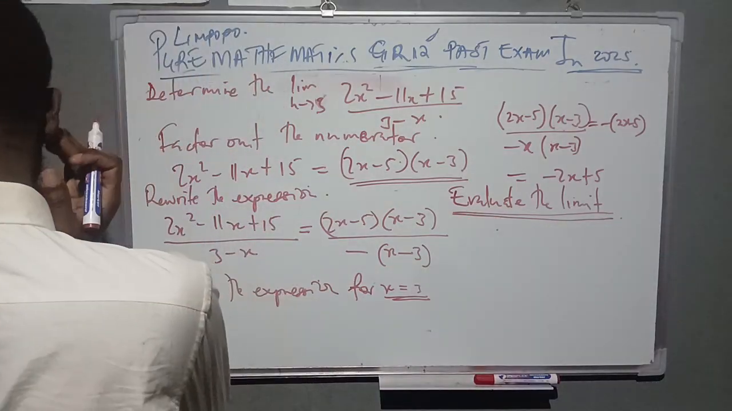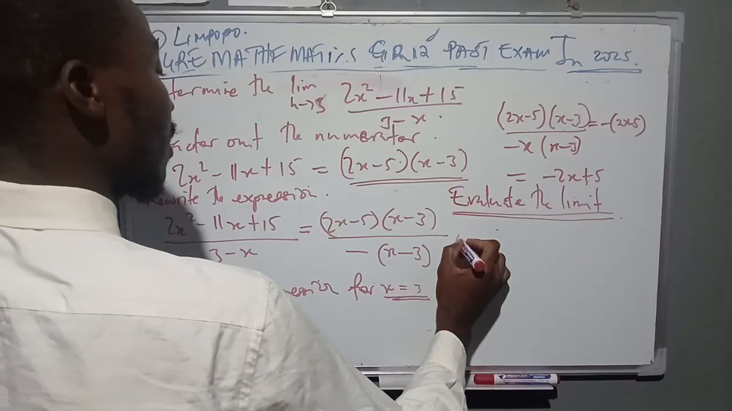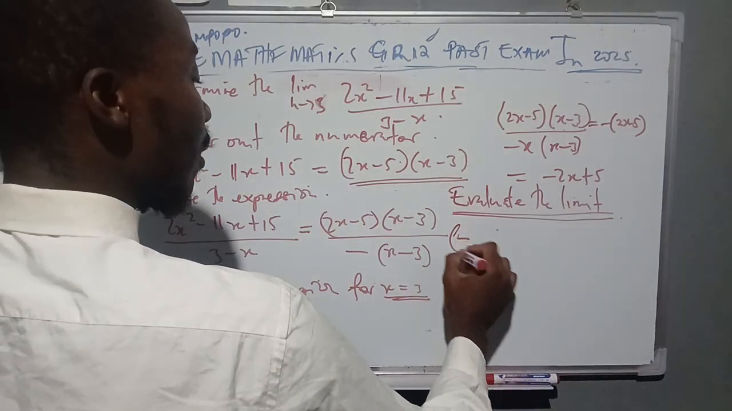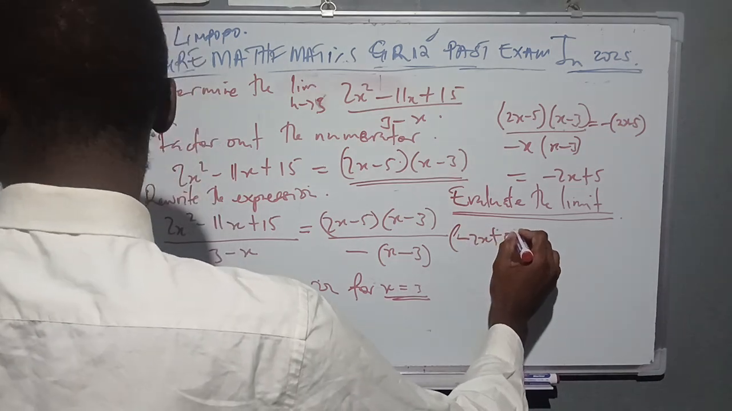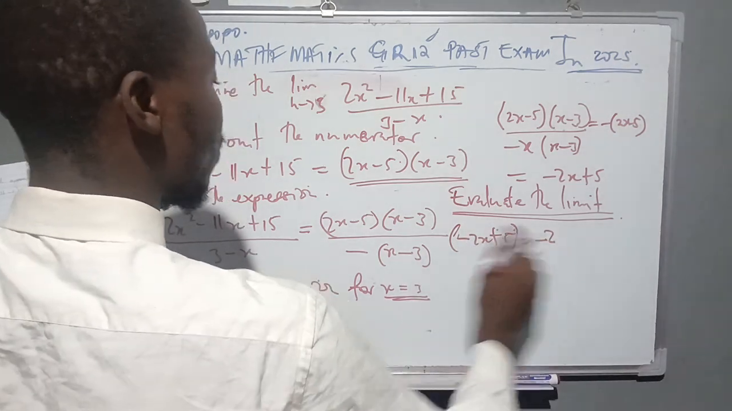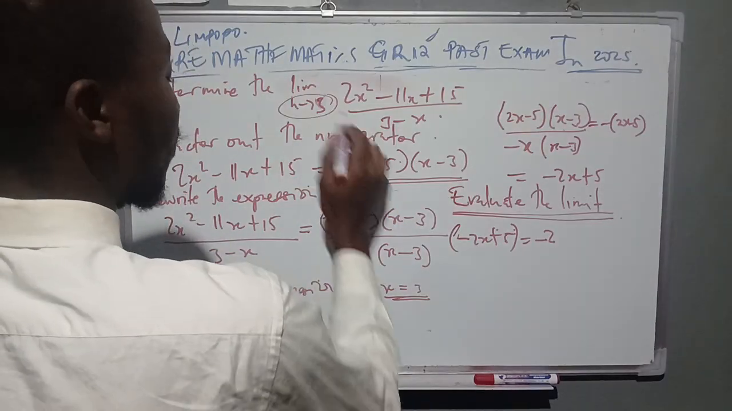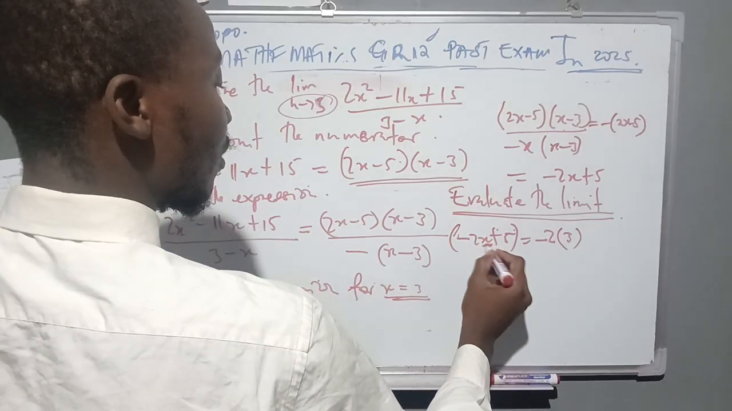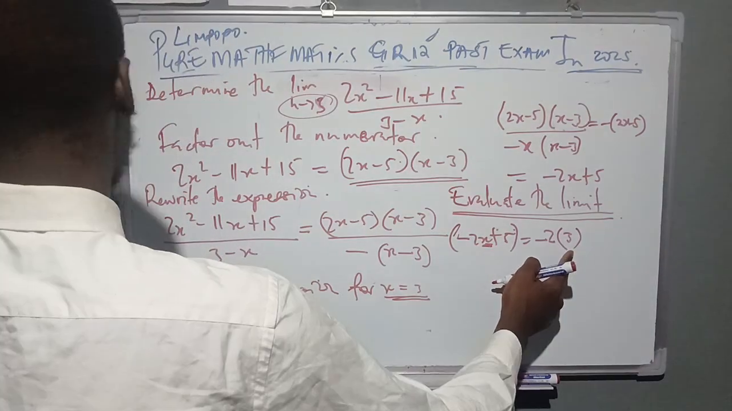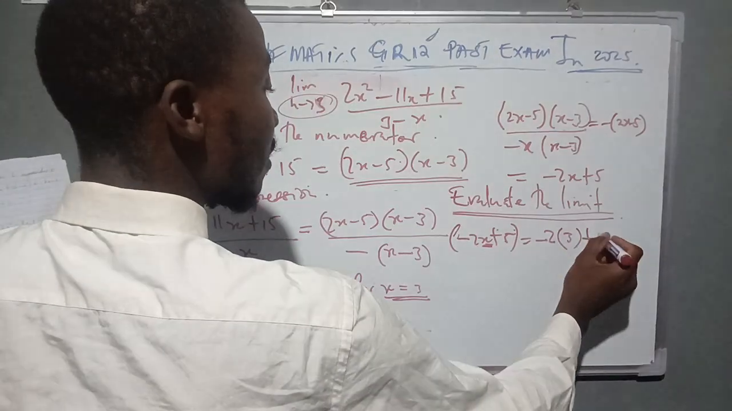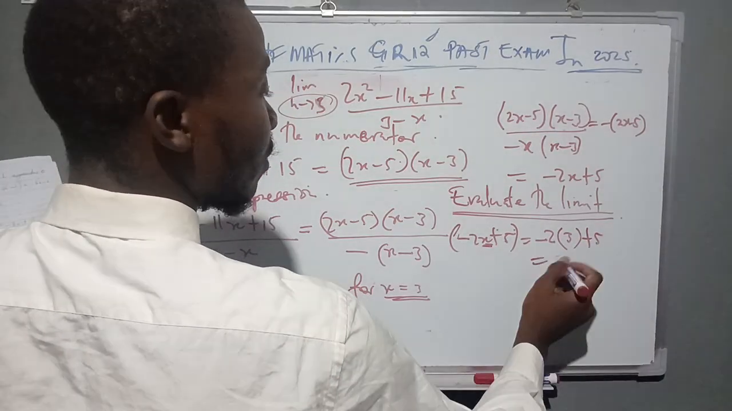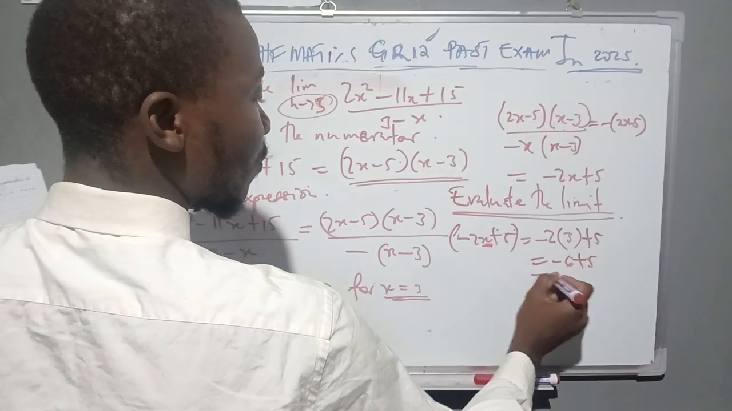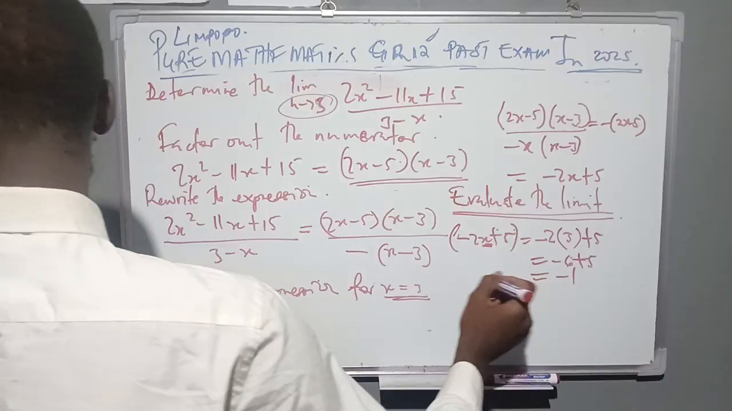So now we want to evaluate the limit. So the limit we are having minus 2x plus 5, right, equals to minus 2. And remember, we said as x approaches 3, so we're going to put 3 for x, plus 5. So this one we are saying minus 2 times 3, that's minus 6, plus 5, we get minus 1.